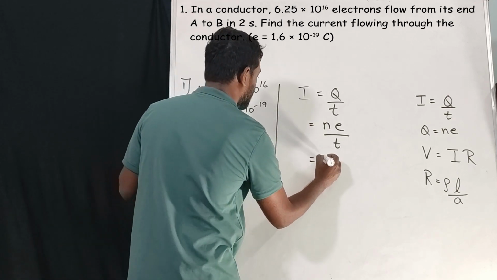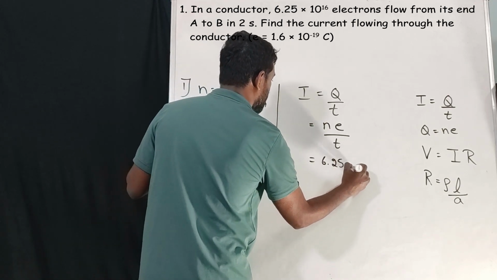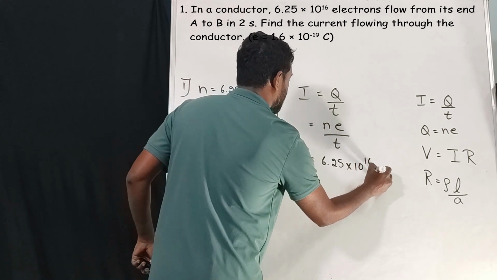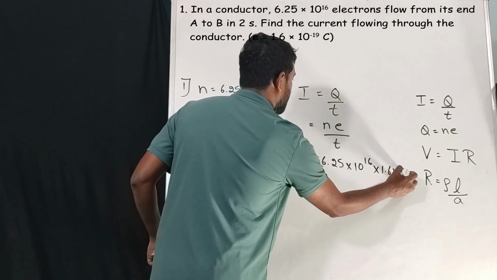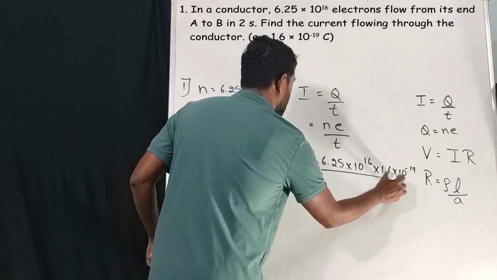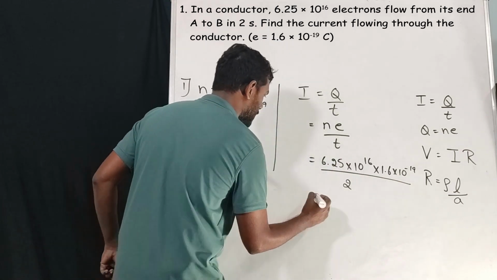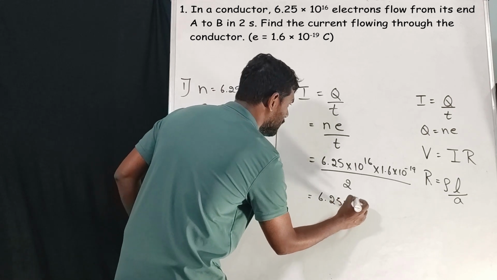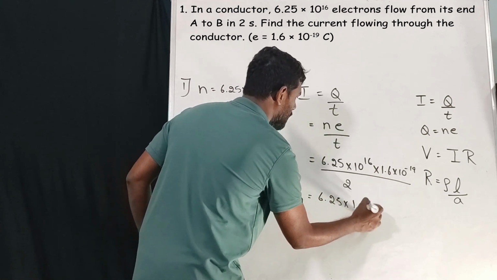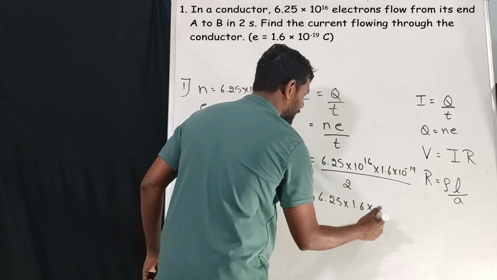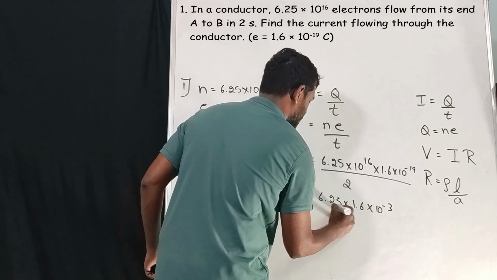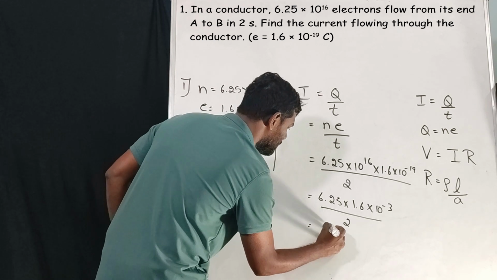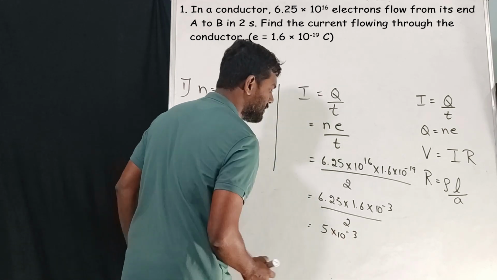So what is N? That is 6.25 into 10 power 16 into 1.6 into 10 power minus 19, divided by 2. Now 6.25 into 1.6, and 10 power 16 into 10 power minus 19 will be 10 power minus 3, by 2. If you solve this one, you will get the answer as 5 into 10 power minus 3.